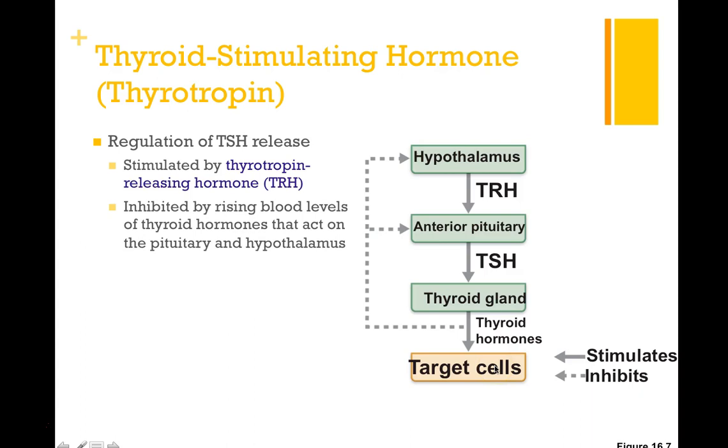Now, all of this that we just described is going to stimulate the functions of the thyroid hormones, whereas if we see that our concentration of thyroid hormones are increasing, we can, through our negative feedback loop, go over to the anterior pituitary gland and hypothalamus, telling them to stop secreting their corresponding hormones.